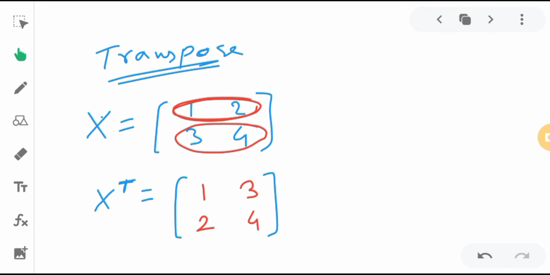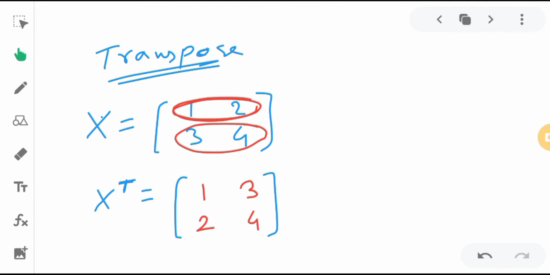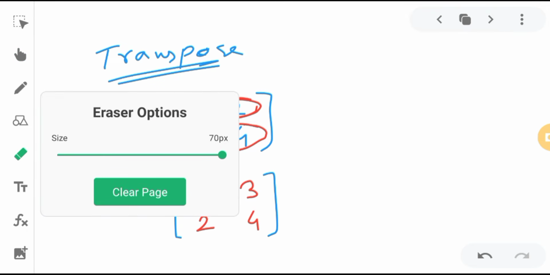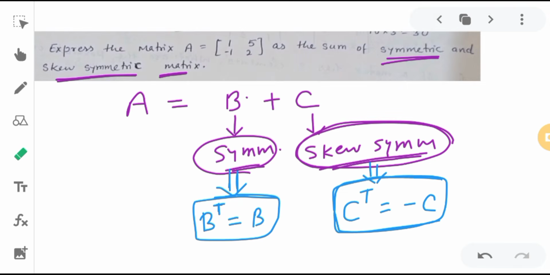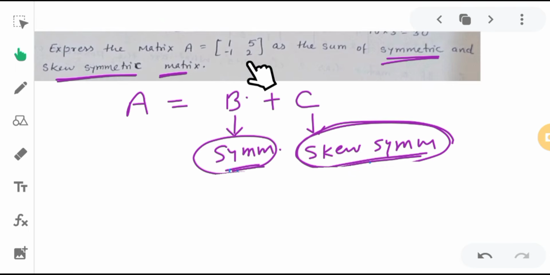So I hope it is clear, the skew symmetric and symmetric matrix, and transpose. So now I am moving to the question. Now the question is, we have to convert the matrix A into a sum of a symmetric and a skew symmetric matrix.